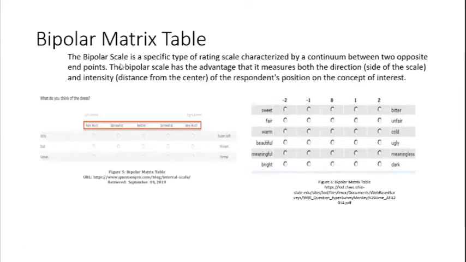The bipolar scale is a specific type of rating scale characterized by a continuum between two opposite endpoints. So these are your two endpoints, and they have opposite descriptions here. Sweet, bitter, fair, unfair, warm and cold, beautiful and ugly, meaningful or meaningless, bright or dark.